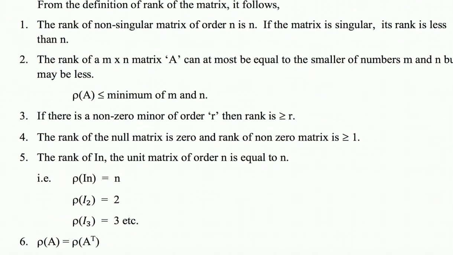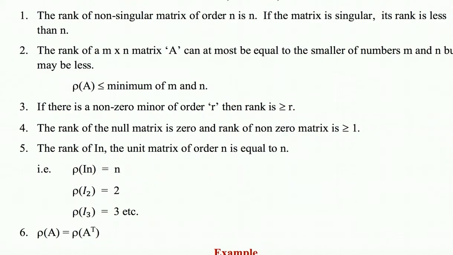From the definition of the rank, it follows that the rank of a non-singular matrix of order n is n. If the matrix is singular, its rank is always less than n. The rank of an m by n matrix A can be at most equal to the smaller of m and n, but it may be less.